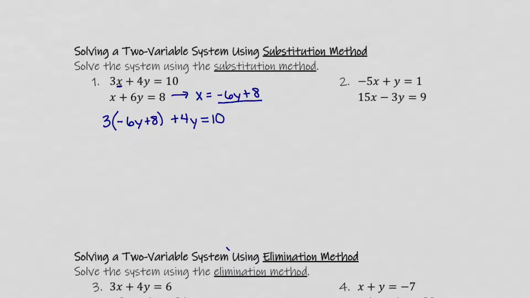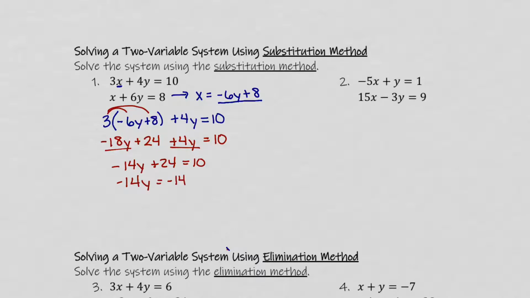So order of operations, we need to get rid of parentheses first. So I'm going to distribute the 3 to everything inside. So I get 3 times negative 6y is negative 18y, and 3 times 8 is 24. The rest of the equation stays the same. Collect like terms. So I have a like term there and there, add them up. Get y by itself. So I'm going to subtract 24 from each side. Divide by negative 14, and I get that y is 1.